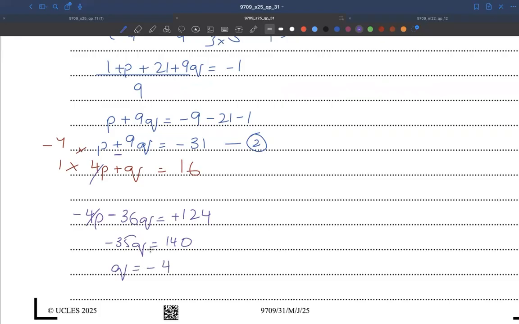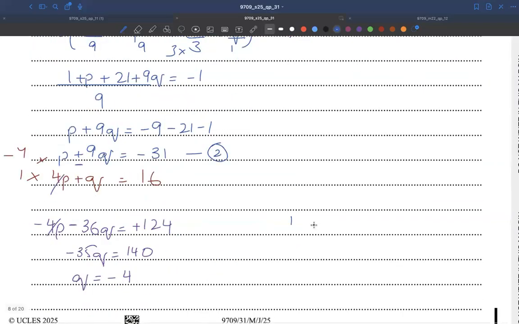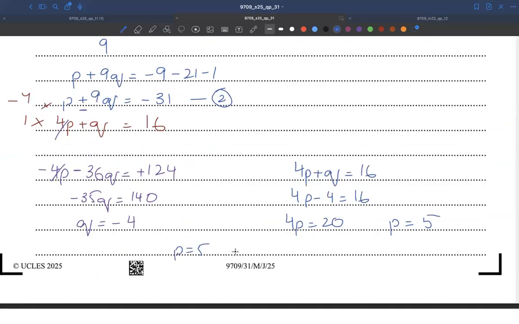Now, once we have the value of q, we can easily find the value of p by substituting it into any of the equations. We have the first equation as 4p plus q equals 16. q is minus 4, so 4p minus 4 equals 16. 4p equals 20. The value of p would equal 5. So we can finally write it as p equals 5 and q equals minus 4.